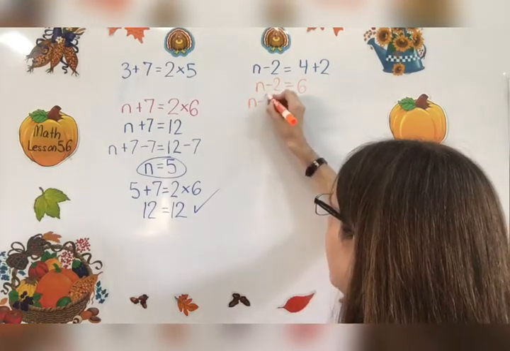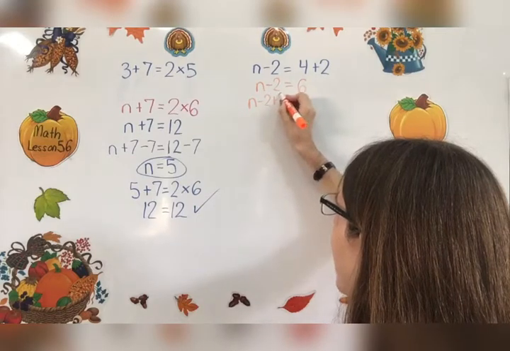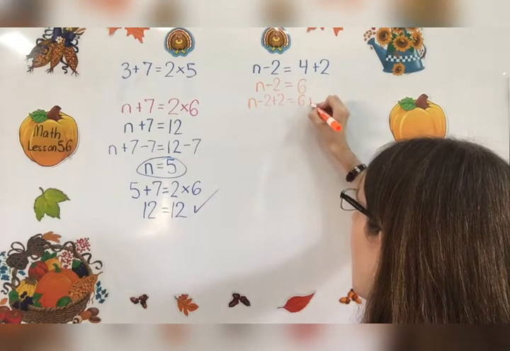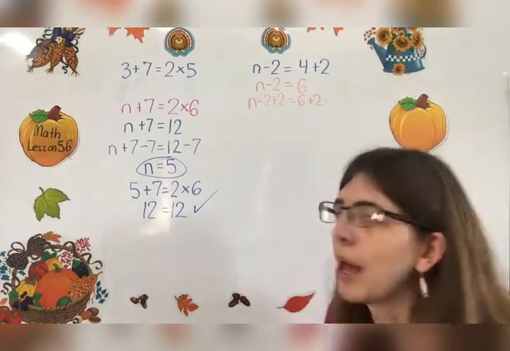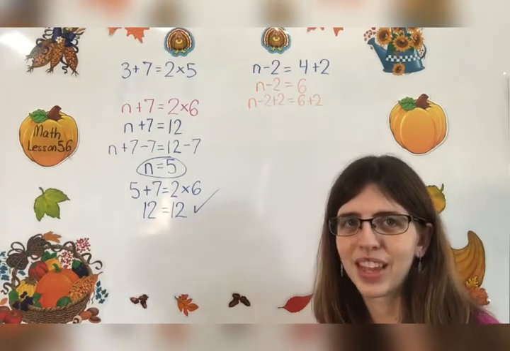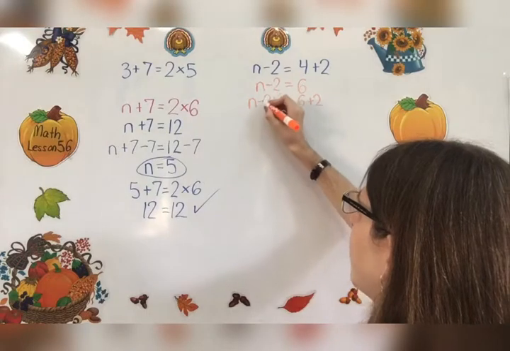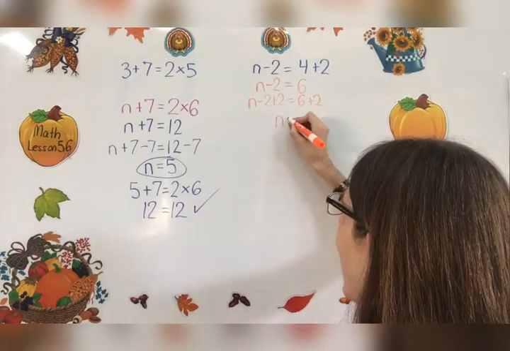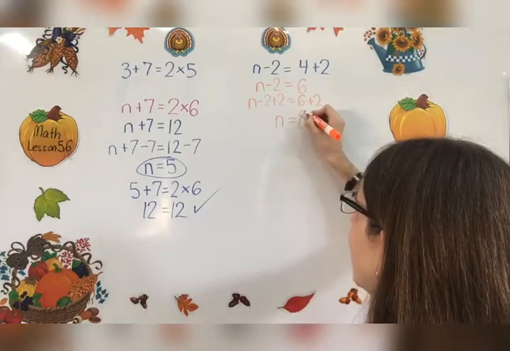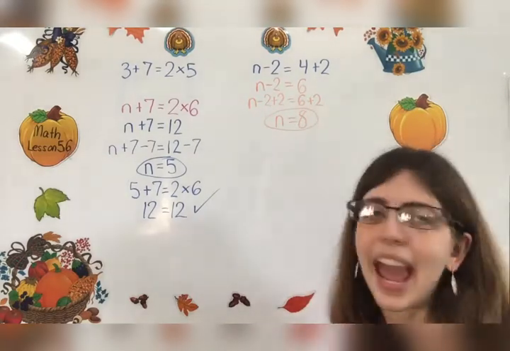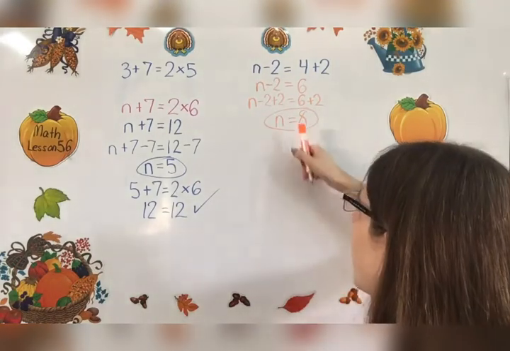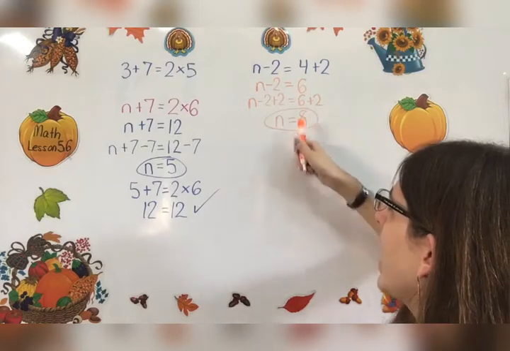And whatever I do to one side, so I have N minus 2 plus 2 equals 6 plus 2. Because when I do something to one side, I have to also do it to the other. So that gets rid of my 2, and I'm just left with an N. N equals 6 plus 2 is 8. N equals 8. Let me check it to see if it is correct. I'm going to rewrite my problem from the beginning with 8 instead of N.